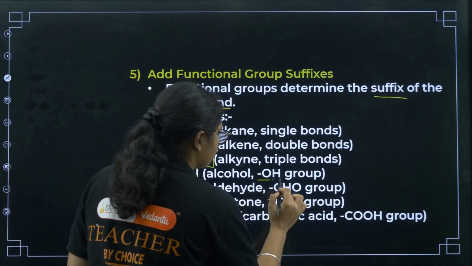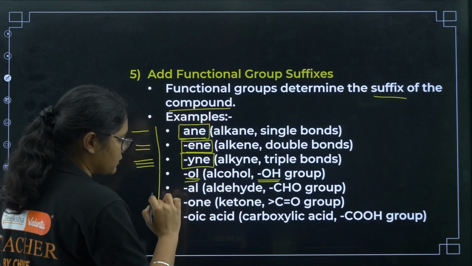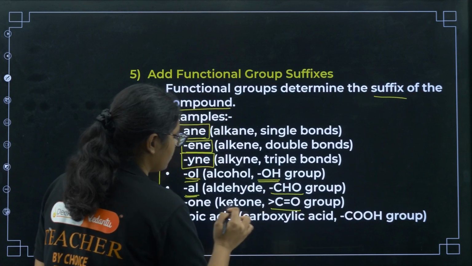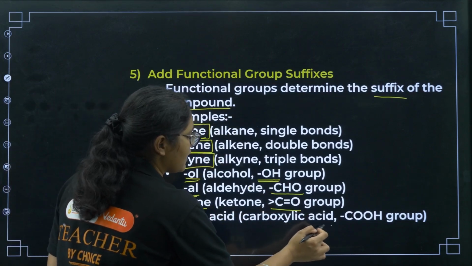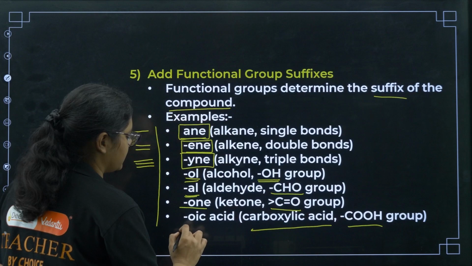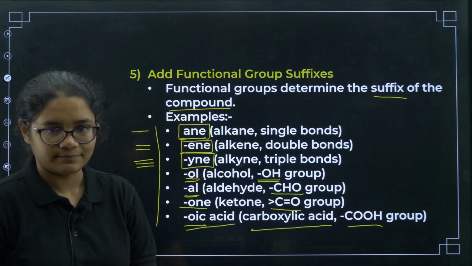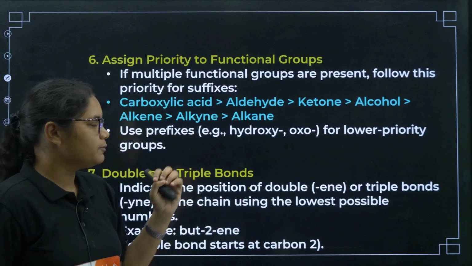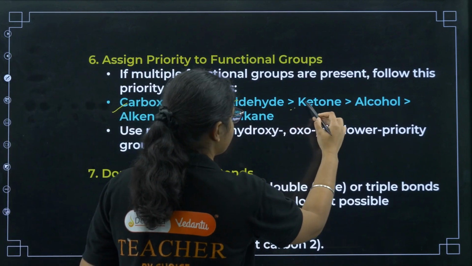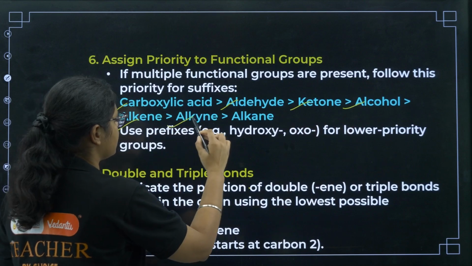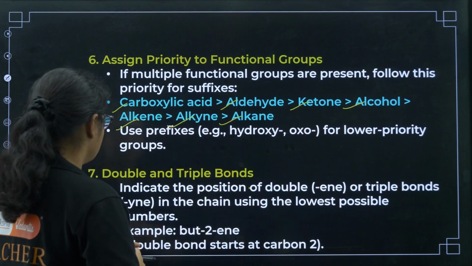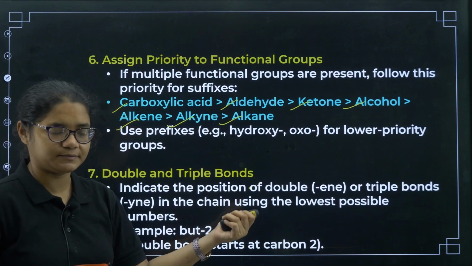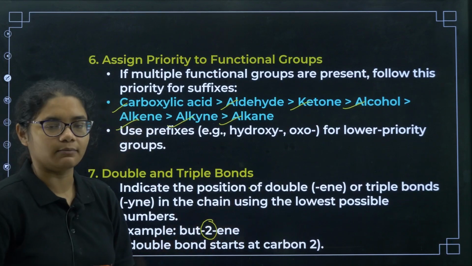If you have an alcohol group, if an OH group is there, then the name will end with OL, and if you have an aldehyde group, the name will end with AL. If you have a C double bond O group, the name will end with ONE, and if you have a carboxylic group, that is the COOH group, the name will end with OIC acid. So what is the order of the functional groups? First carboxylic acid, then aldehyde, then ketone, then alcohols, alkenes, alkynes and alkanes. Now if a double bond or triple bond is present, you have to mention the position of the double bond or triple bond.